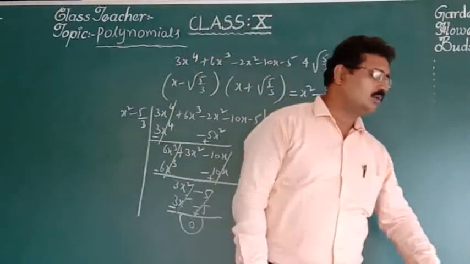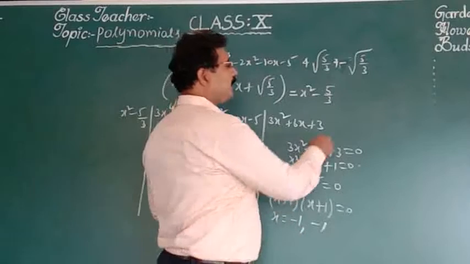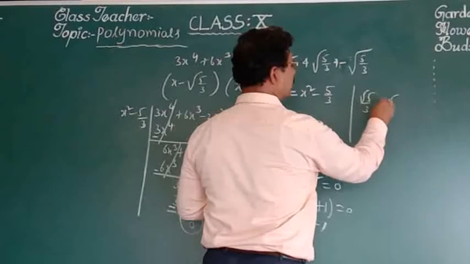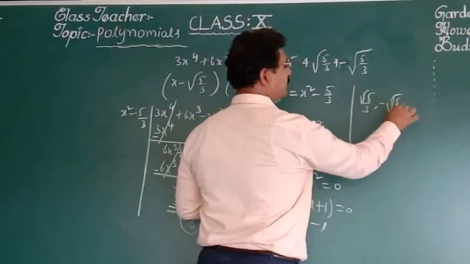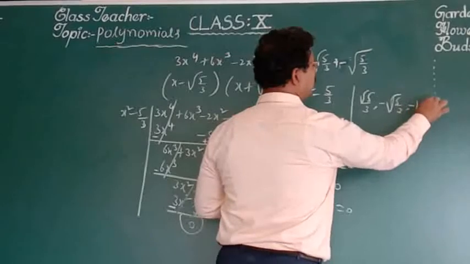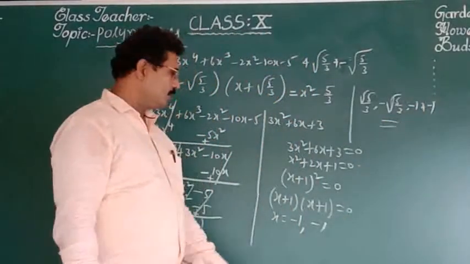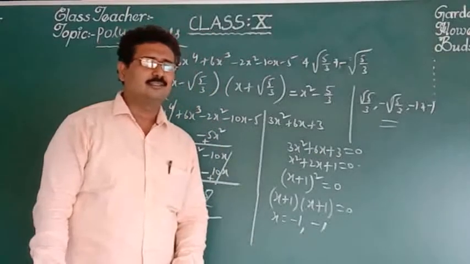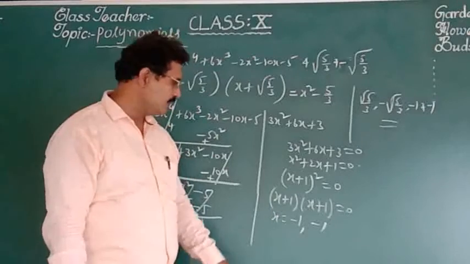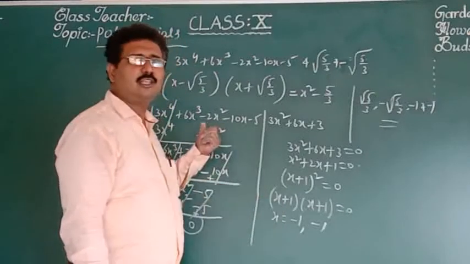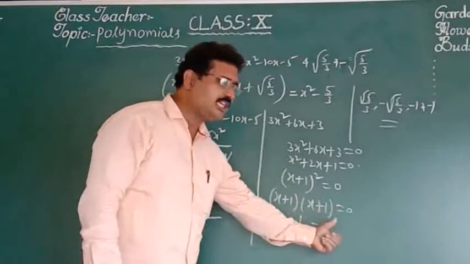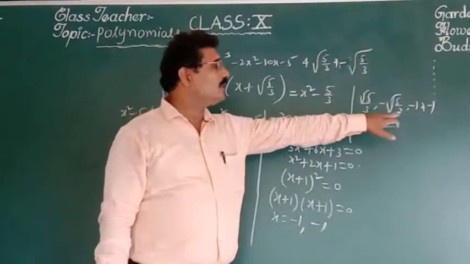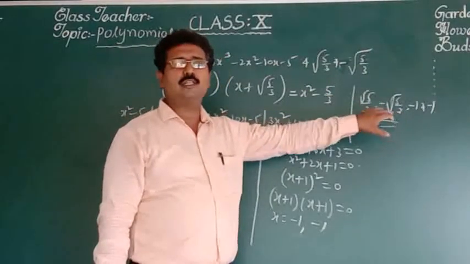Therefore, the total zeros are root 5 by 3, minus root 5 by 3, minus 1 and minus 1. Don't stop there. Write both minus 1 and minus 1, don't write only minus 1. Why? Because if you multiply only x plus 1, that is not the correct answer. If you multiply again with x plus 1, then only the dividend rule is satisfied. So that's why both zeros, minus 1 and minus 1. Therefore, these are the total zeros.